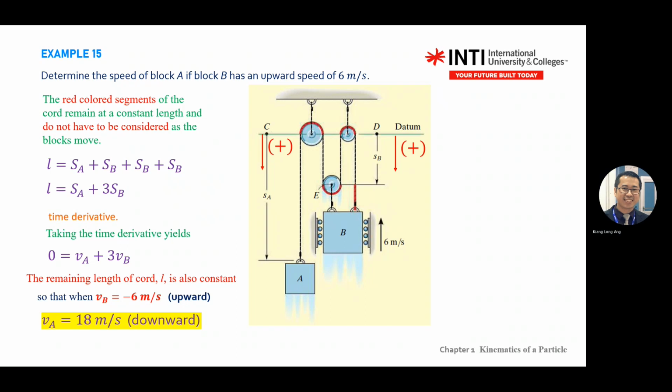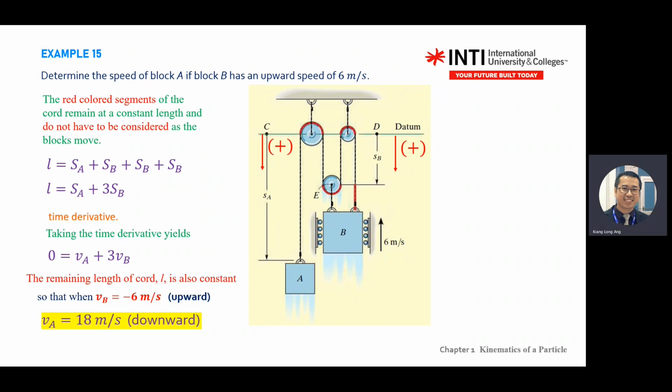But you're given, determine the speed of block A if block B has upward speed 6 meters per second. So you know that VB moves up, right? So moving upward is negative. So when you substitute inside, you will get 18. Right? So VA equal to negative 3 bracket negative 6. You get positive. Make sense? Yeah, make sense to you? The question, the answer, right?